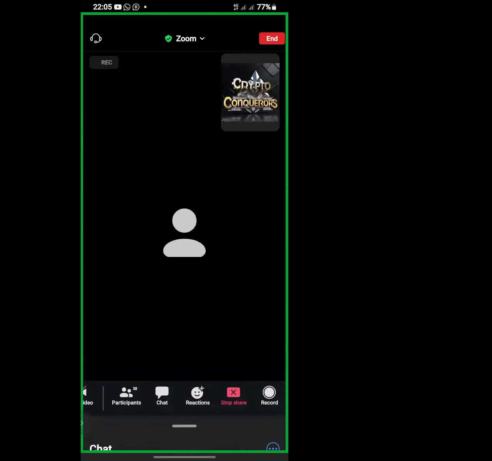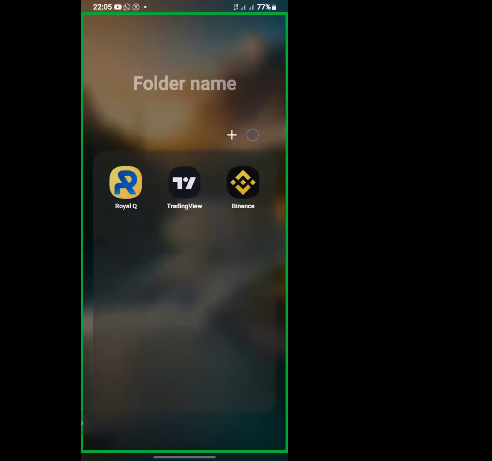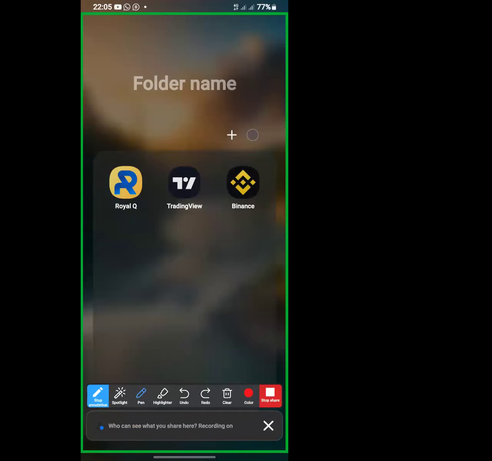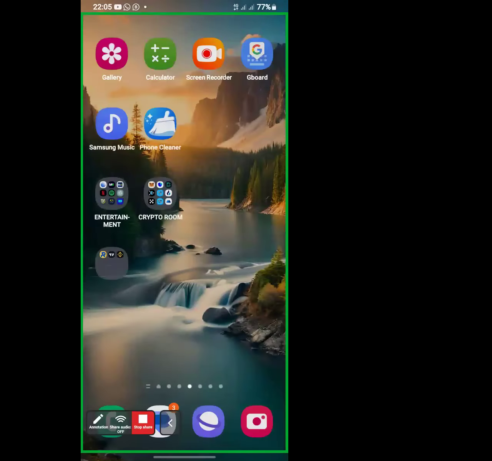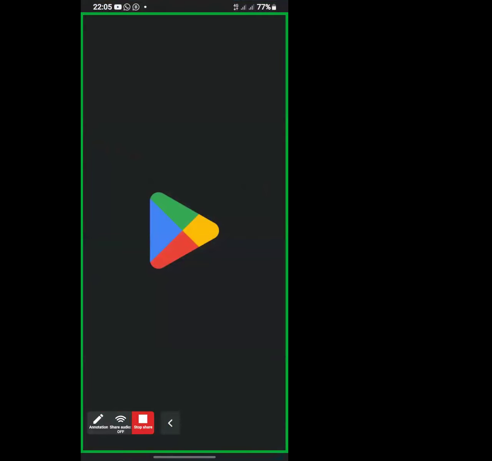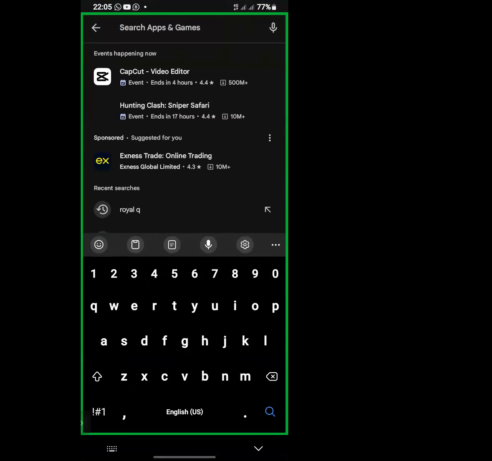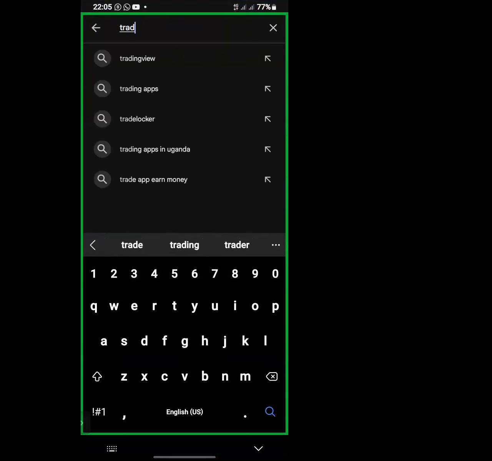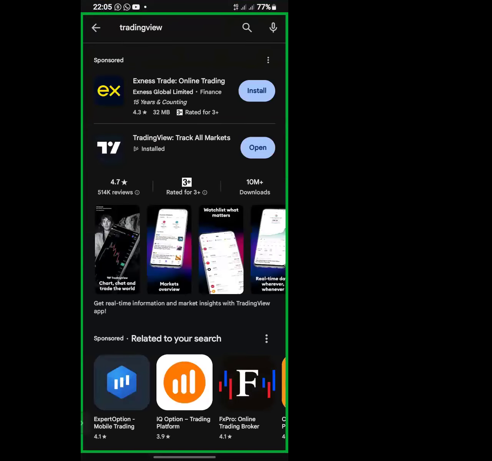Okay. So this is the app I'm talking about, TradingView. You can be able to see it. This one here. So that's our TradingView app. You can go to your Play Store if you're using Android like me, and search TradingView.